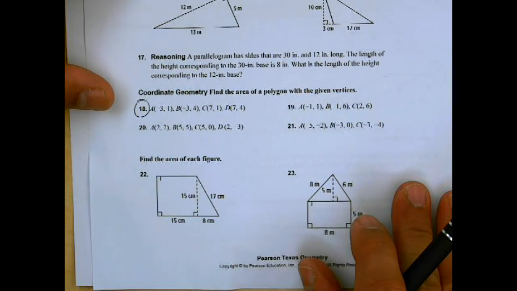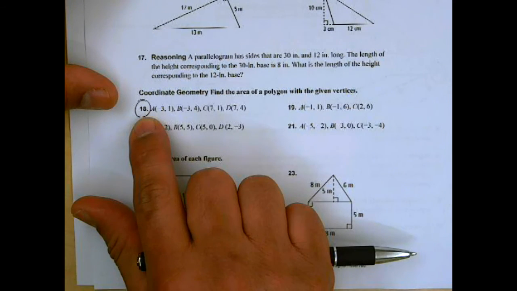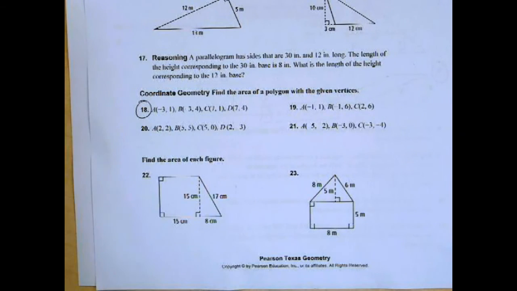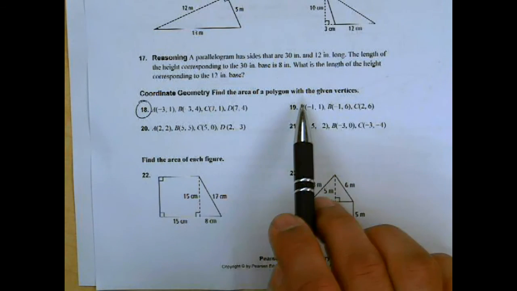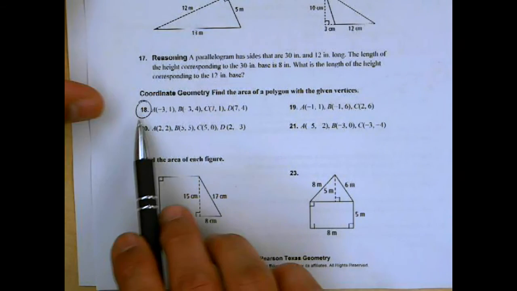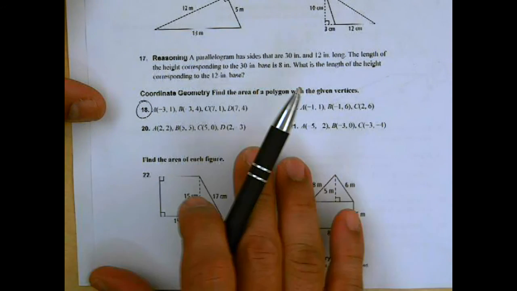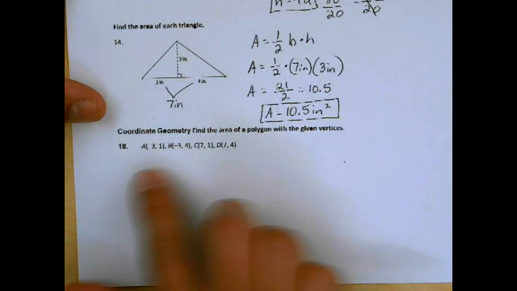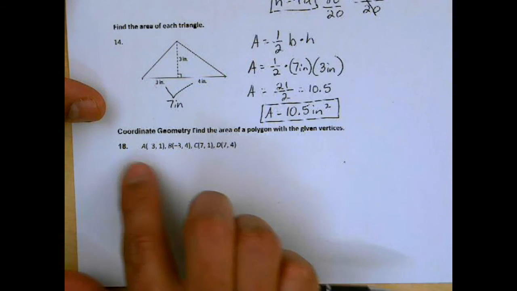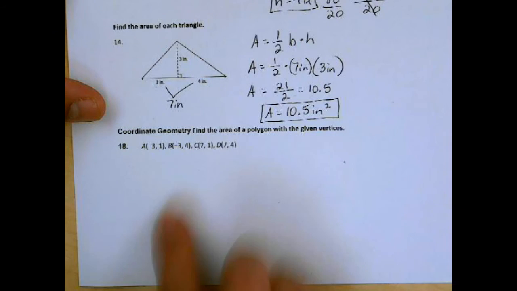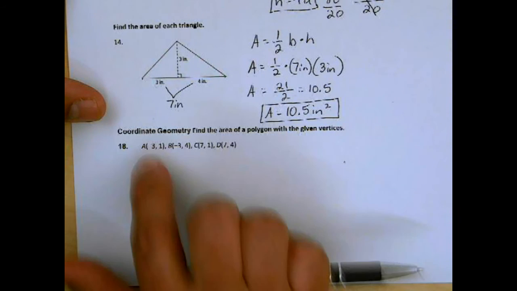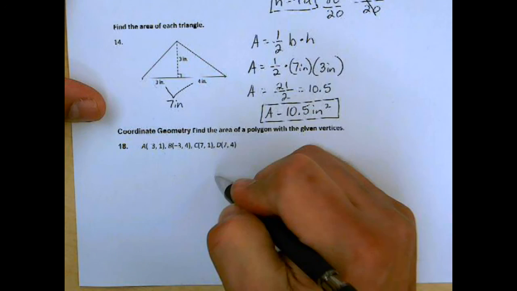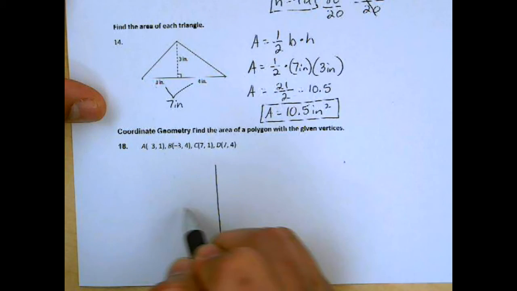The next problem I want to work with you is 18. And it says coordinate geometry, find the area of a polygon with the given vertices. Okay, so number 18, we have 4 points. And since I don't have too much room here, and you'll probably need an extra sheet to be able to work this out somewhere, I moved 18 here to an open space. And each one of these is a vertex, or a point. It is a 4-sided figure, so this is what we're going to do.